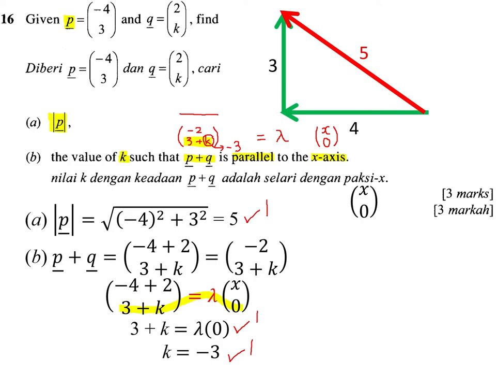Now, this is a question for parallel to the x-axis. If the question says parallel to the y-axis, for example, then you must understand that on the y-axis, the x will be 0. Which means the vector parallel to the y-axis must always be a vertical straight line. A vertical straight line means your x must be 0. So you just let the x component be 0, and then find the unknown if there is any. Let us proceed.